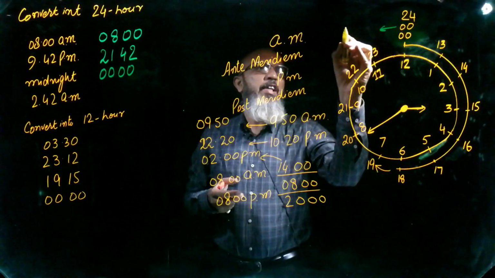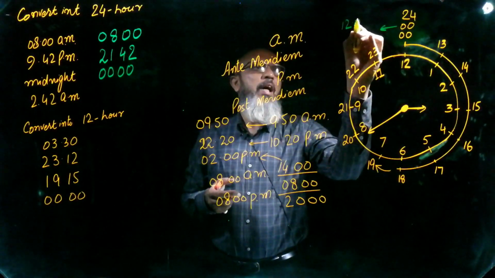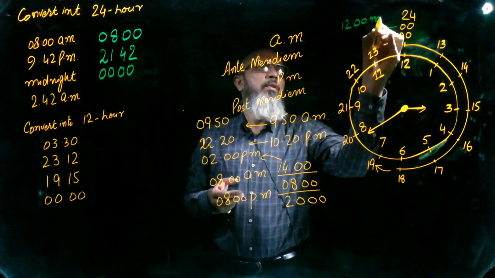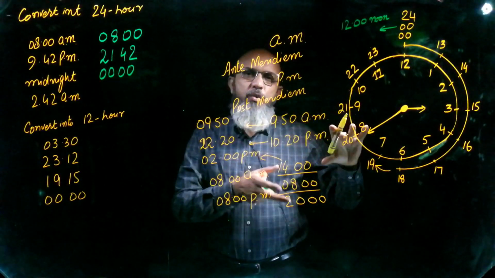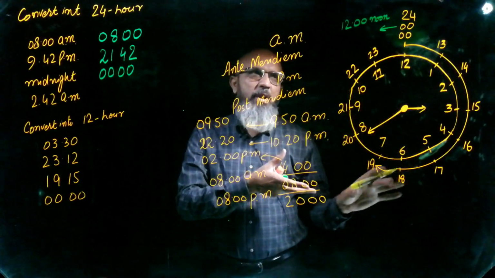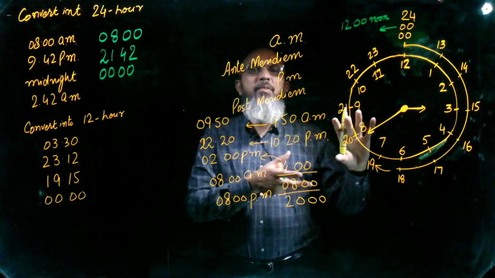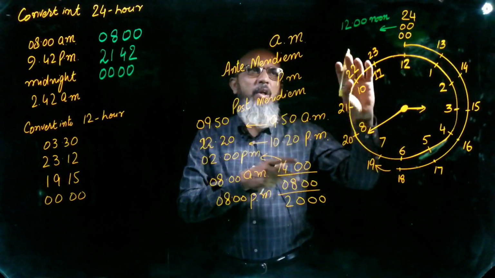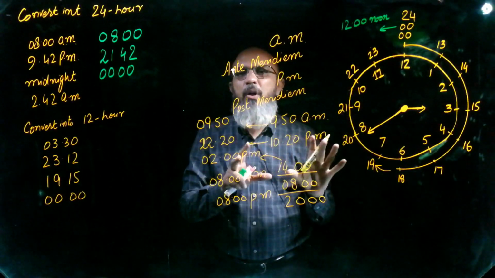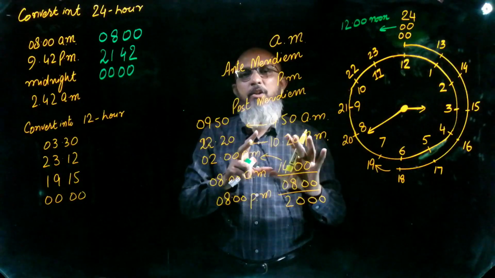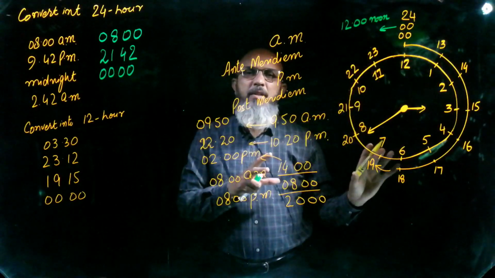At noon you will write 12 noon. There is no AM or PM with 12. At 12 at 00 in the midnight, you write 12 midnight or 00. At midday, when it comes 12, there is no AM or PM with the 12. That is noon and midnight.